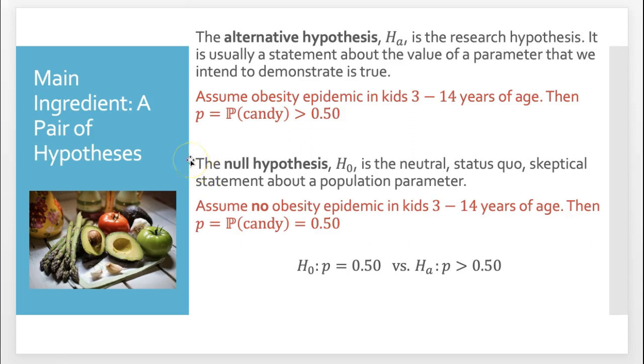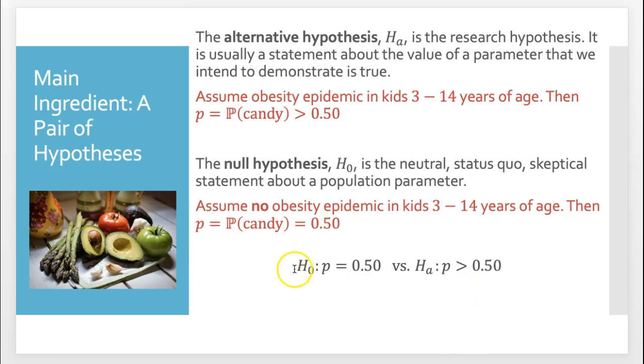So our null hypothesis, though, which is denoted H naught, it's not H0, it's just H naught, is the neutral or status quo skeptical statement about the population parameter. So it's kind of the opposite. Our statement here is saying that we suspect an increase, more likely to select candy. So our null hypothesis is going to assume that there's no obesity epidemic in the kids 3 to 14 years of age. So in that case, when they go up and select the candy or the toy, it's a 50-50 chance. So this is our null hypothesis.